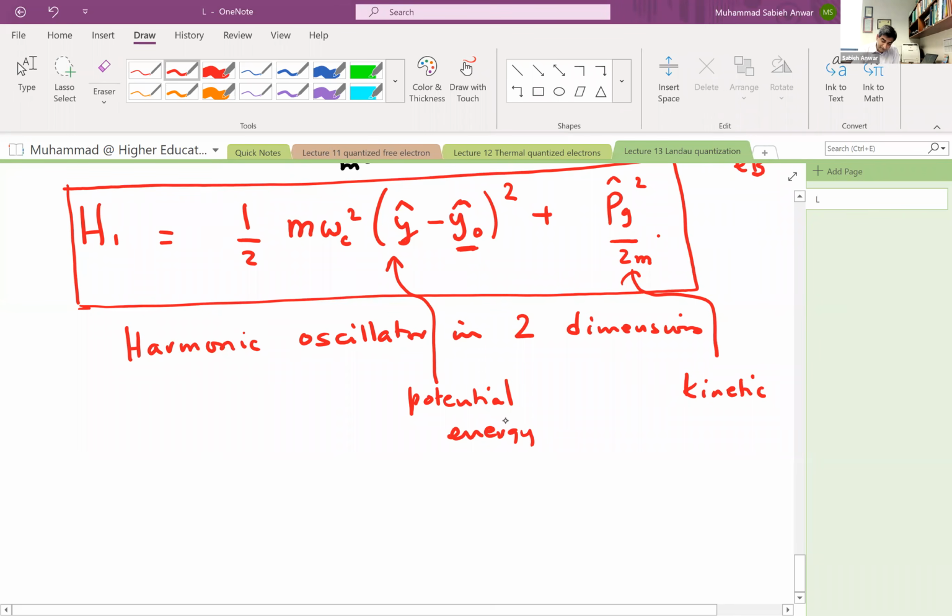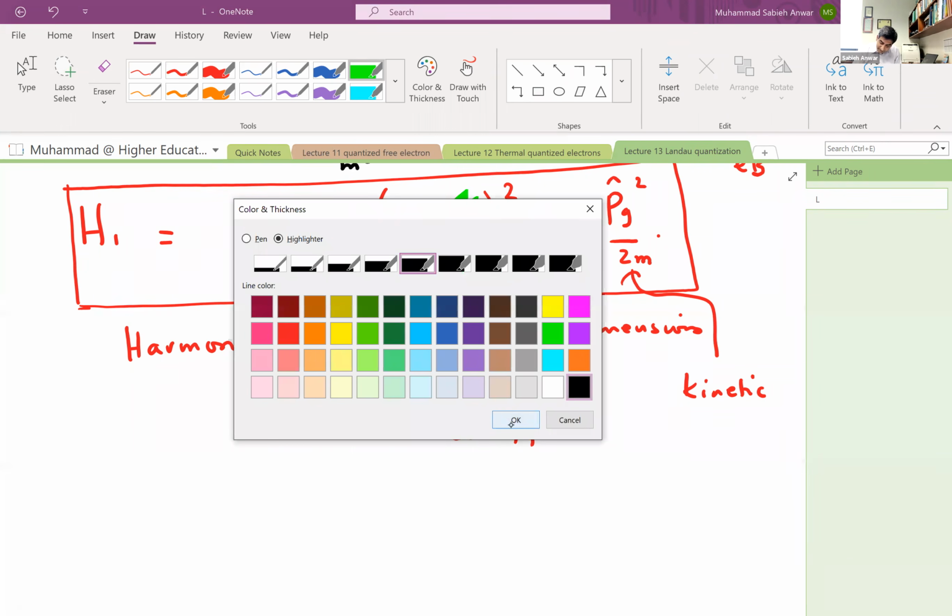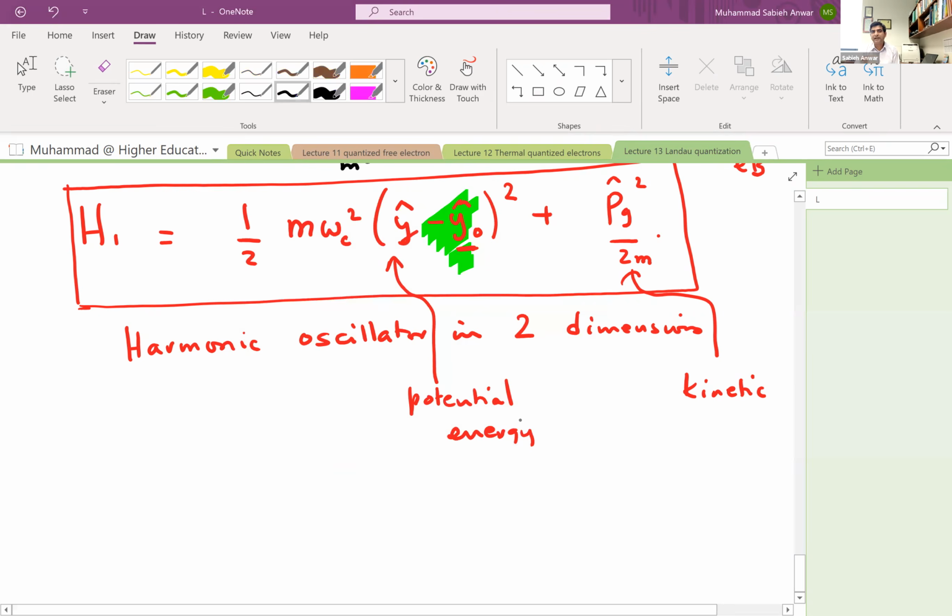If I ignore this y naught for the time being, then everything would have been really clear. This potential energy term would simply be equal to half k y squared, which is just the potential energy of a harmonic oscillator that moves along the y-axis. If I subtract y naught from it, it really means that this harmonic oscillator is translated along the y direction by y naught units. And finding the energy of this system. Now, this is a quantized harmonic oscillator.